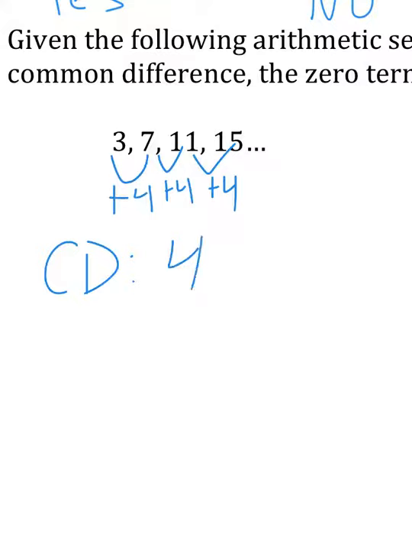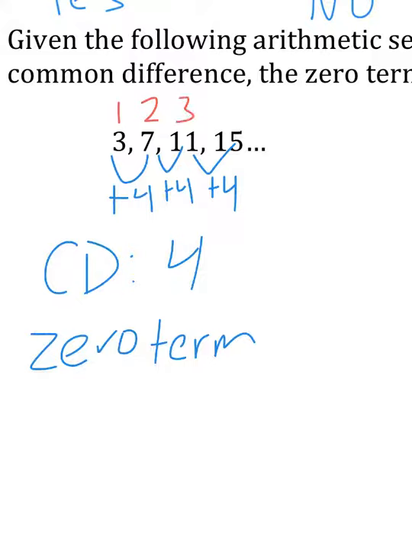Now the zero term. That's going to be the term that comes right before this 3. If we think about it, the 3 is our first term. The 7 is our second term in our sequence. This is our third term, etc. So the zero term is going to be the one that comes before the 3.